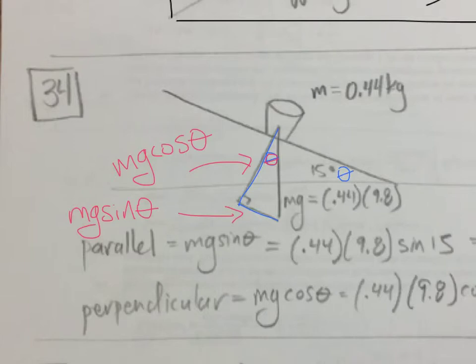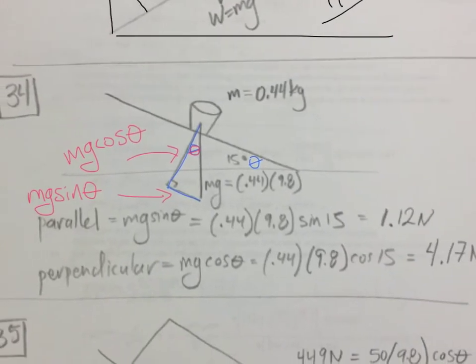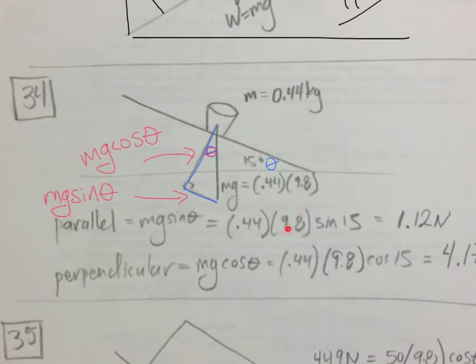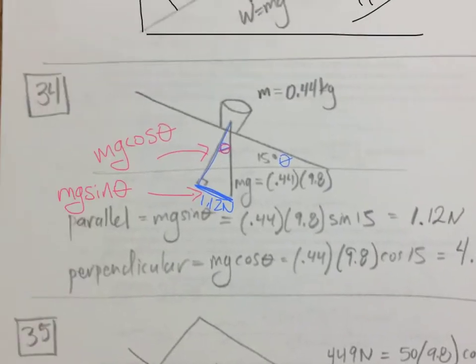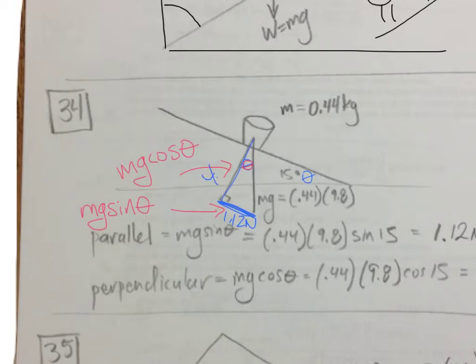So, plugging in, mass times g times this, and notice how these values are in newtons. They are forces. So parallel, this would be 1.12 newtons, and the perpendicular component looks like 4.17 newtons. Notice how both of those are actually less than the real weight. They're not going to add up to the weight because they're in different directions.